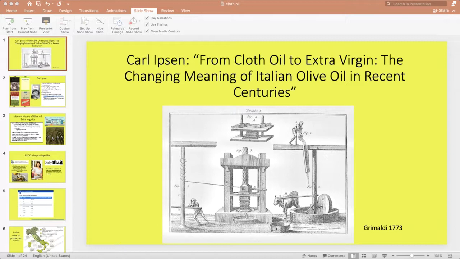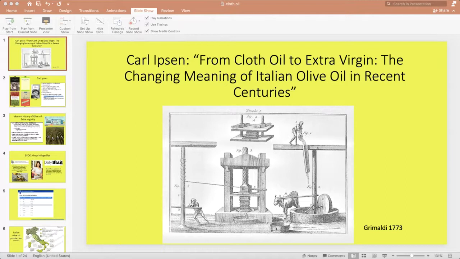Thanks very much for the introduction, and thanks to those of you for being here. This is a topic I've been working on the last few years, and this presentation is based largely on a chapter coming out in a book that I'll mention in a few minutes. I open with this image from an important book on olive oil in the 18th century by Domenico Grimaldi, which depicts the classic olive crusher and press.